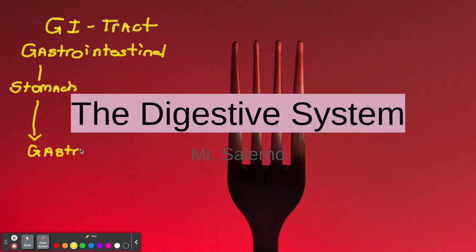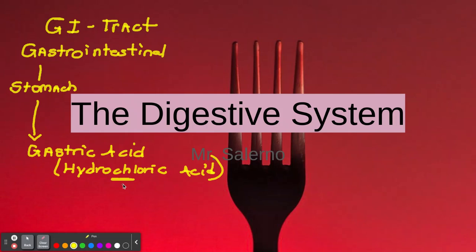And of course, we know inside the stomach, to help digest your food, you have, what do you have? Gastric acid. Powerful stuff, which is just hydrochloric acid. That's all it is. Very powerful acid. So where does this start? You know where it starts. The digestive system starts in the mouth.